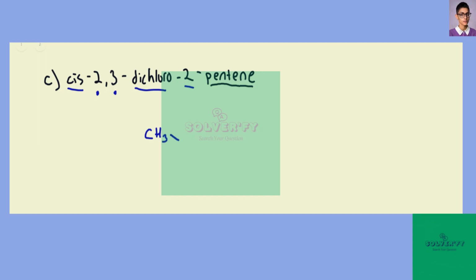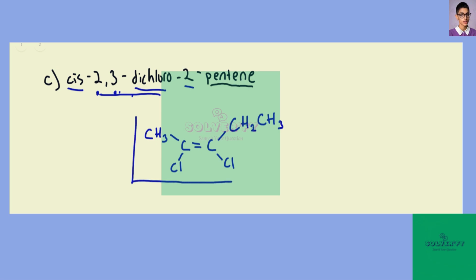So we'll start with my first carbon. There's my double bond off of the second. And instead of hydrogens, this part lets us know that there's going to actually be a chlorine instead off of the second and third carbons. CH2, CH3. So there you have it. This is the isomer for cis-2,3-dichloro-2-pentene.